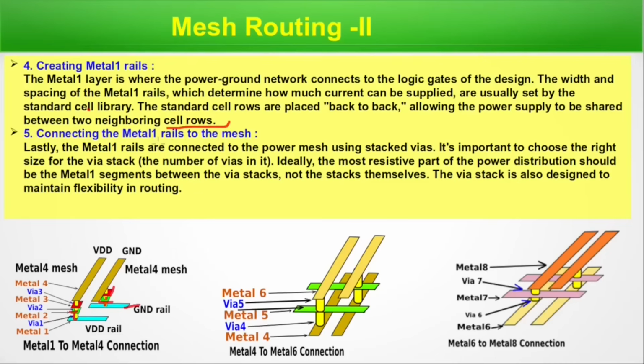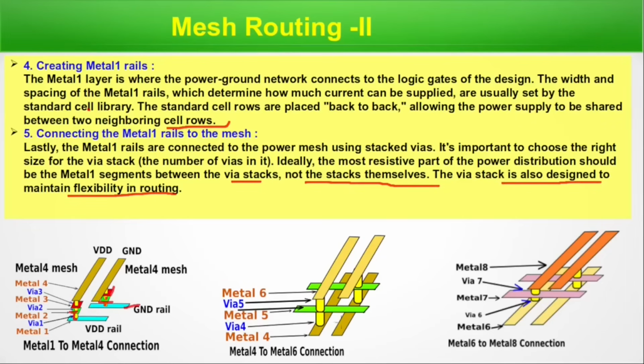Now, connecting the metal one rail to the mesh. Lastly, metal one rails are connected to the power mesh using stacked vias. For these stacked vias, it's important to choose the right size of the via stack, that is the number of vias in it. Ideally, the most resistive part of the power distribution should be the metal one segment between the via stacks, not the stacks themselves. The via stack is also designed to maintain flexibility in routing.